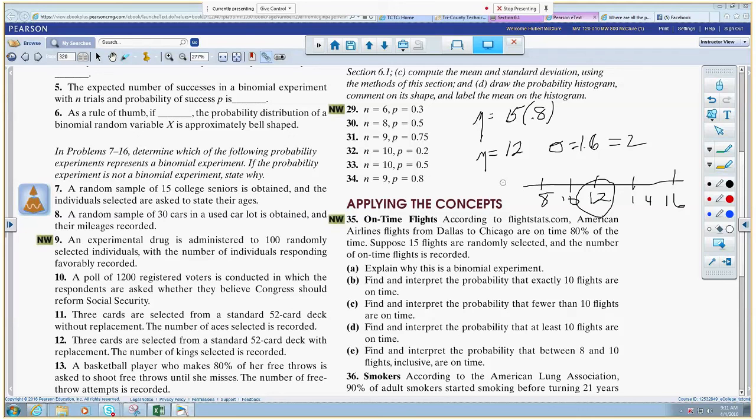Okay, so as long as you know the two formulas, the first set of formulas and the second set of formulas, you can do 6.1 and 6.2. Capiche?